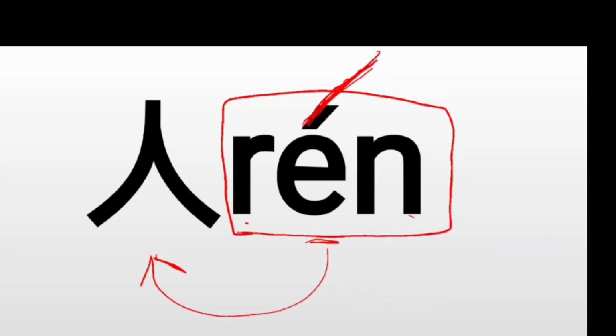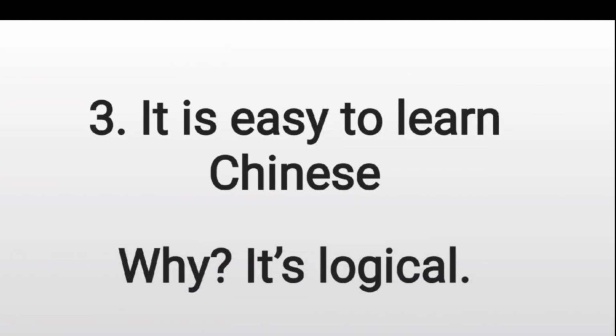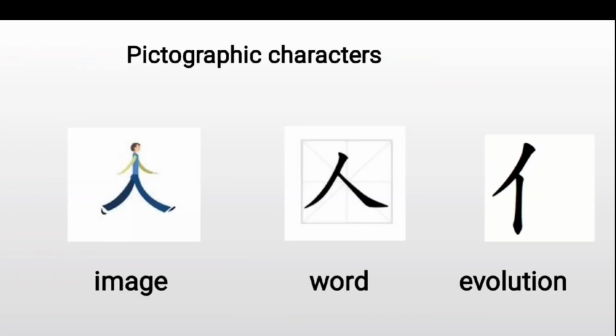Okay, now let's come to the third thing I'd like to mention. I would like to say that it's pretty easy to learn Chinese. You may wonder why. Because it is logical. Chinese is a very smart language because it is logical. Sometimes you can guess the meaning from the look of the character. Okay, I'm going to show you some examples now.